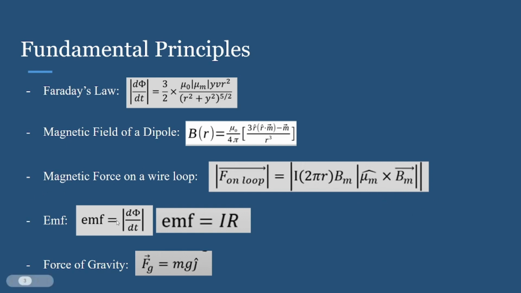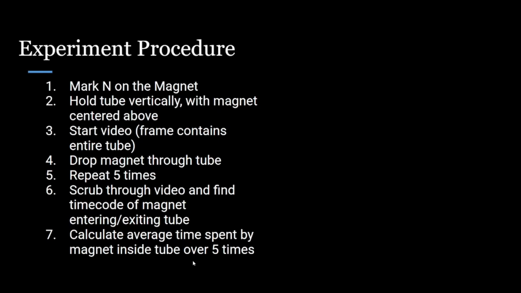The EMF equation, which is the same thing as the change in flux over the change in time, relates to Faraday's law. And we also know, of course, that the EMF is equal to the current times the resistance. Finally, the force of gravity is, as always, mass times gravity in the y direction.